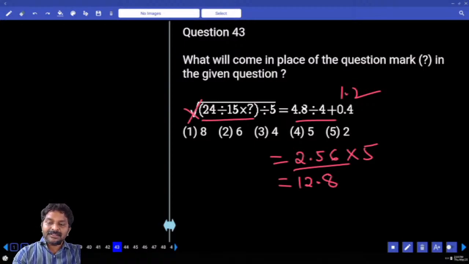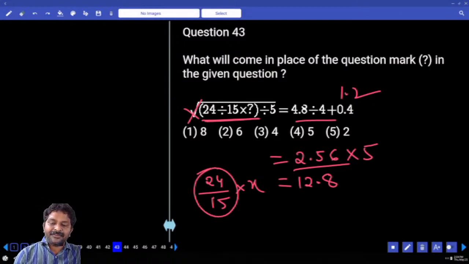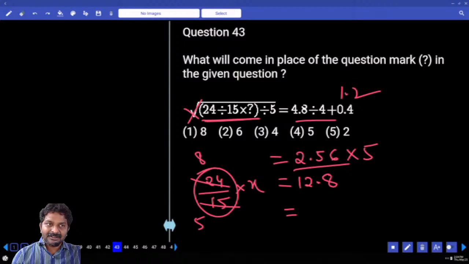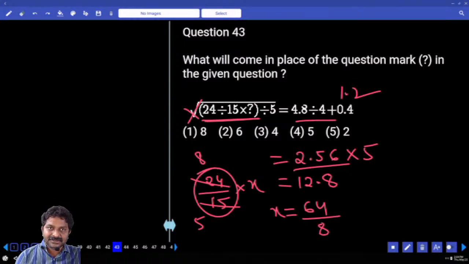Half of that number is 12.8. That is equal to 24 divided by 15 into x. Correct? 24 by 15 goes to the right hand side, or otherwise cancellation with 3. 8 times here, 5 times here. 5 goes to the right hand side. 12.8 into 5 is 64. X is equal to 64 divided by 8. First option. Yes.